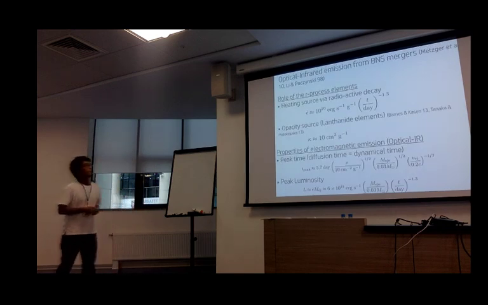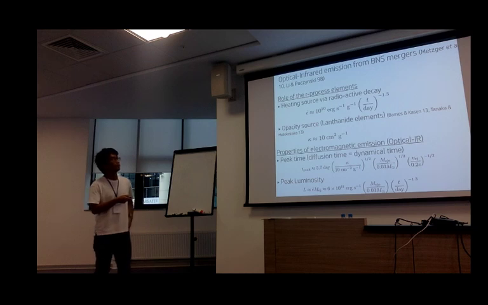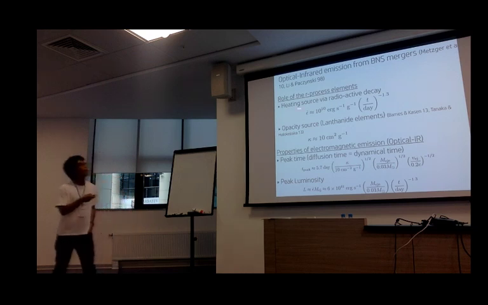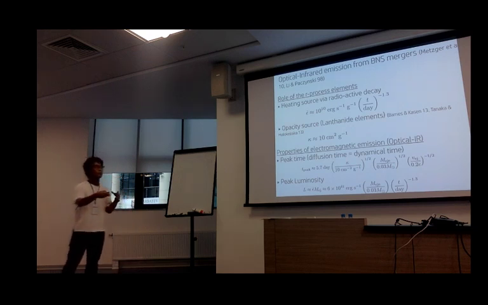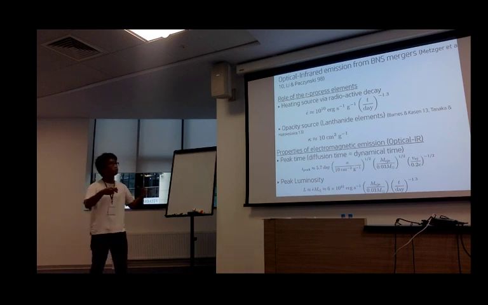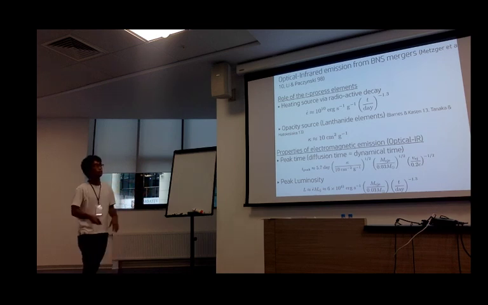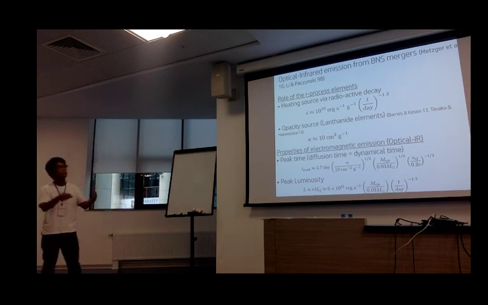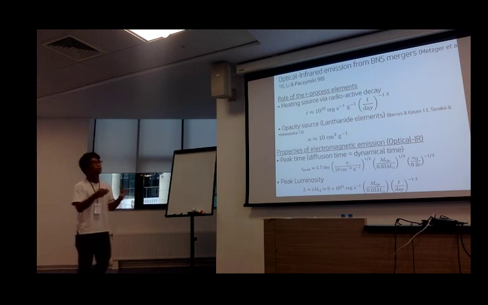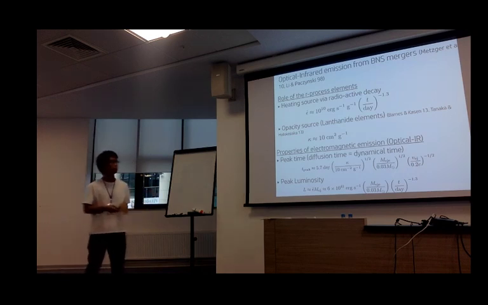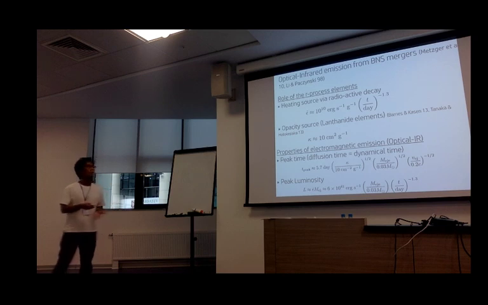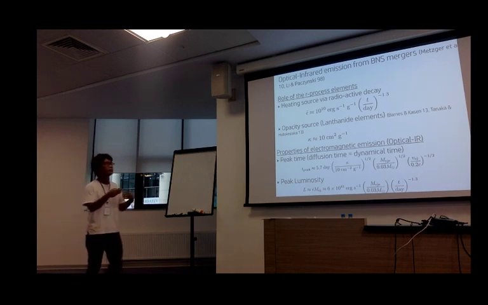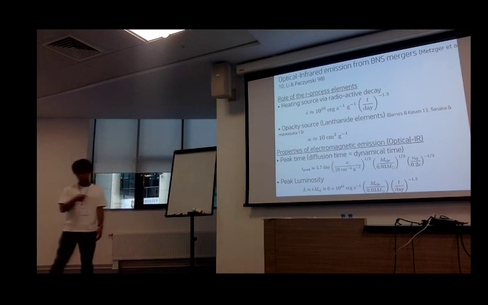So let me explain the optical infrared emission from binary neutron star mergers. During the merger process, a significant amount of neutron-rich material at the edge is ejected. Inside the ejecta, the neutrons are captured by seed nuclei. This is called the r-process, or rapid process, because the time scale of neutron capture is shorter than the beta decay time scale.